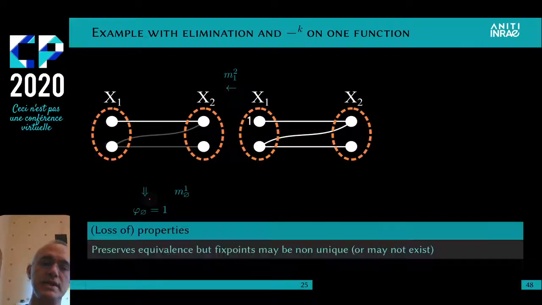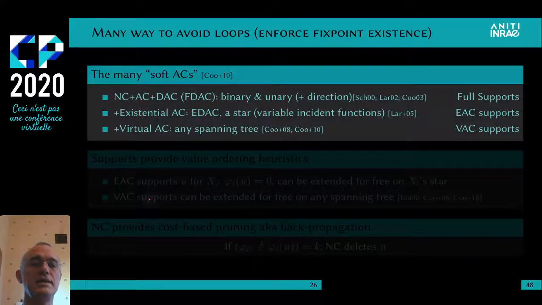We also see that things can cycle easily. So it looks like arc consistency, and it preserves equivalence, but there may be many fixed points. Eventually, possibly there may be no fixed point. So things have to be taken care of. And essentially all the successive arc consistencies take care of fixed point existence in different ways, on different sub-problems in some sense. So node consistency, arc consistency, directional arc consistency combined together.